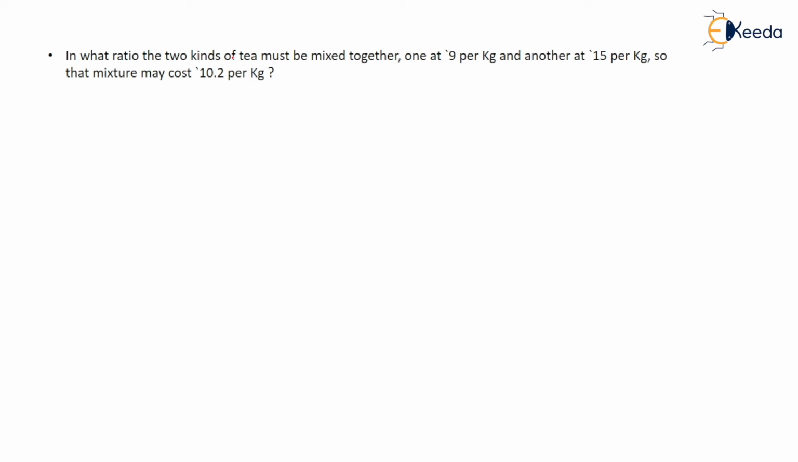The ratio of two kinds of tea. Now this type of question comes in your examination. The ratio in which two kinds of tea must be mixed together, one at 9 per kg and another at 15 per kg, so that the mixture costs 10.2 per kg. So in this type of question, you have 9 rupees per kg and 15 rupees per kg, and you have to mix both of them to make it 10.2 rupees per kg. So you have to simply subtract from this.